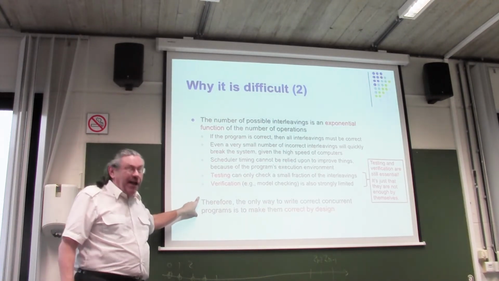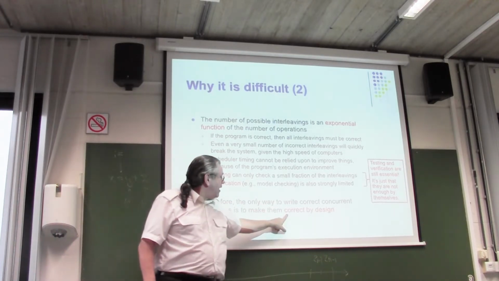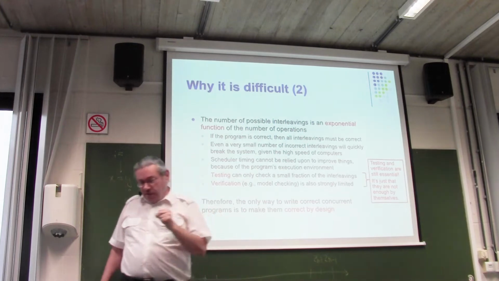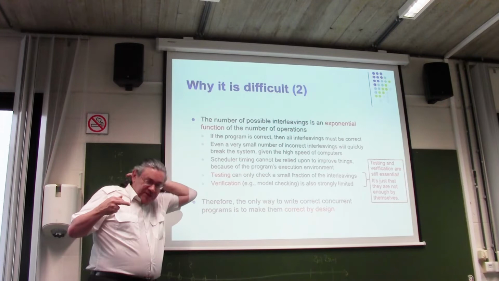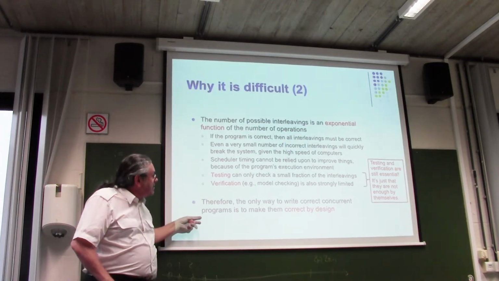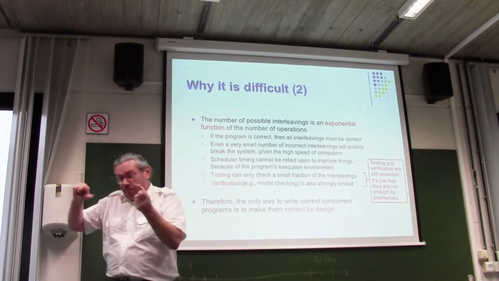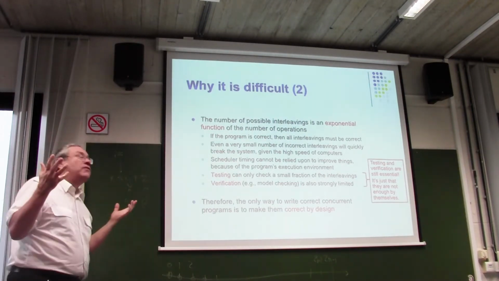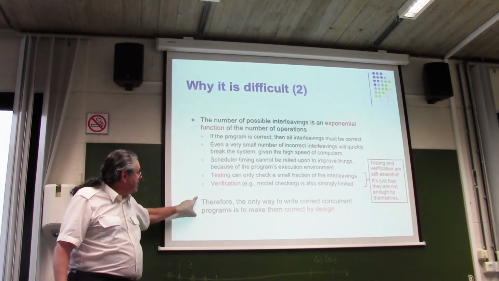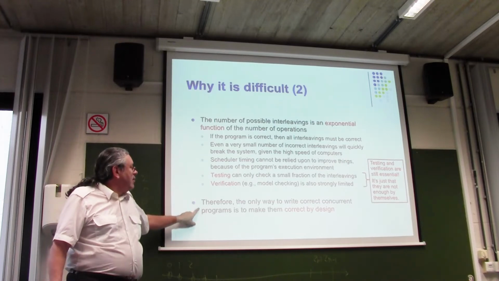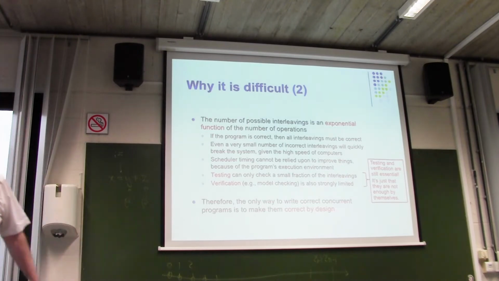There's only one way to make a correct concurrent program: it has to be correct by design. That means that you have to think when you write it, and your design has to be correct. And then it's easy. If there's a bug, it's not a bug in the design, it's a bug in the implementation of the design, and that you can fix, okay? This is the only way to do concurrent programs: correct by design. So that's what we're going to do today, okay?